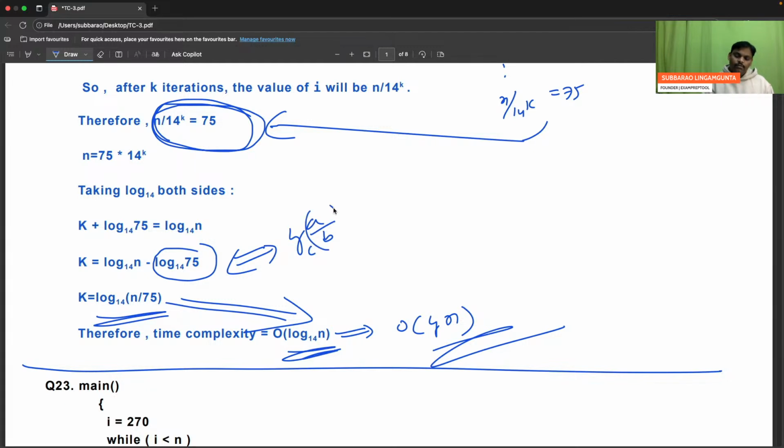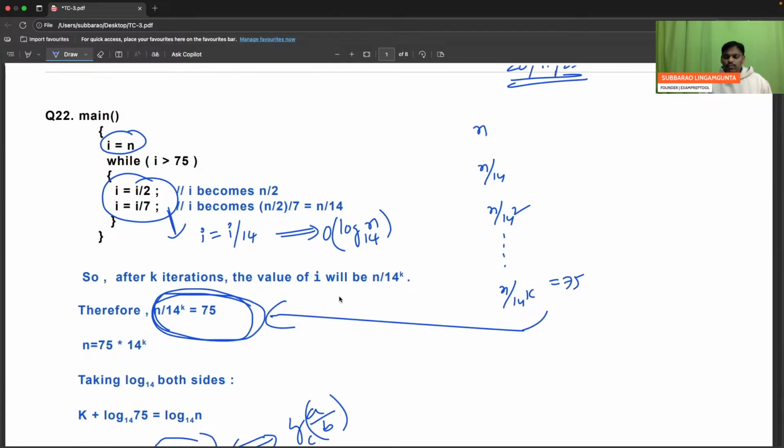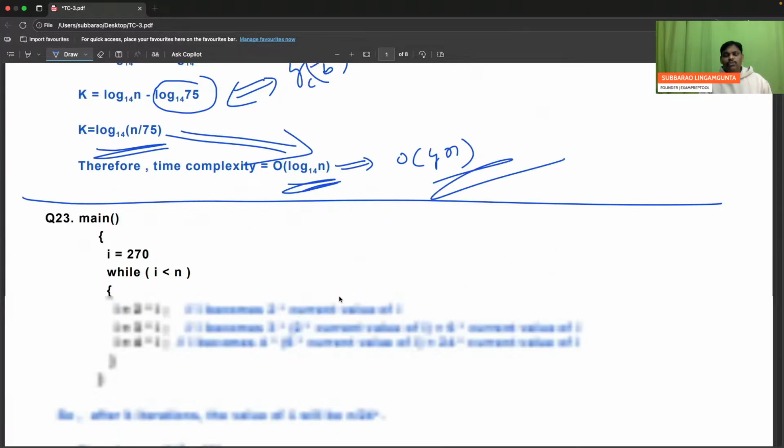Same formula. Log a base c minus log b base c. Same story. So like that it came, right? Please verify properly. If you have any small doubt, you can comment in the comment section. So question number 22 is done.